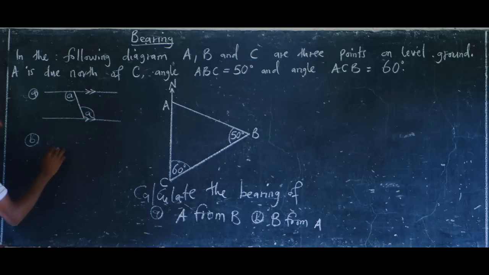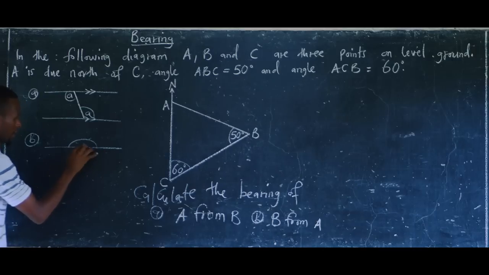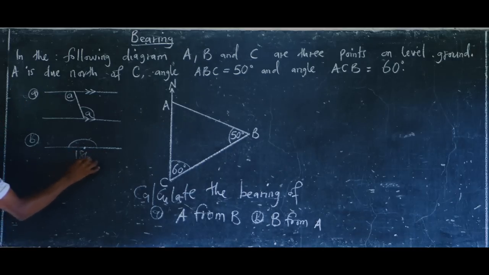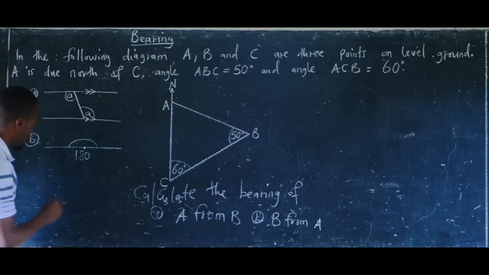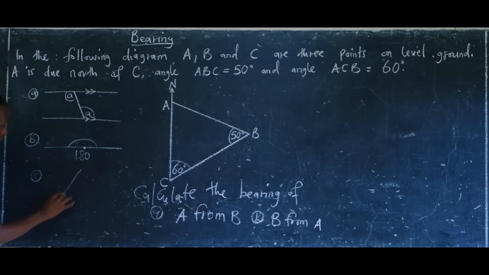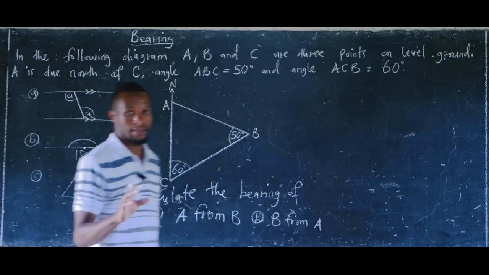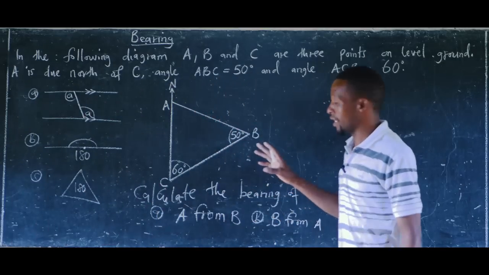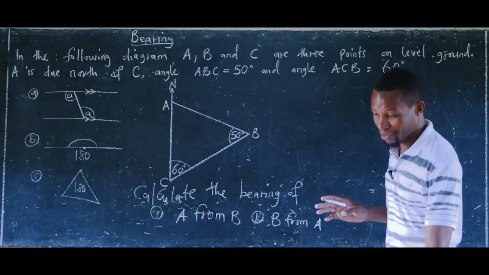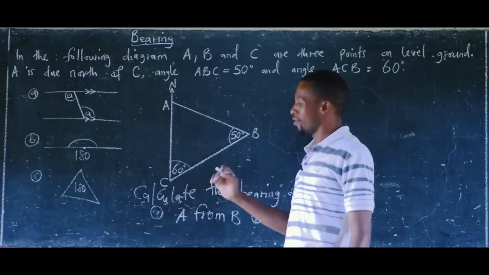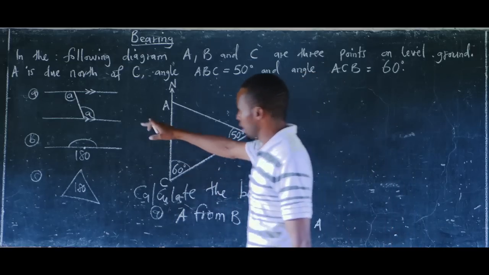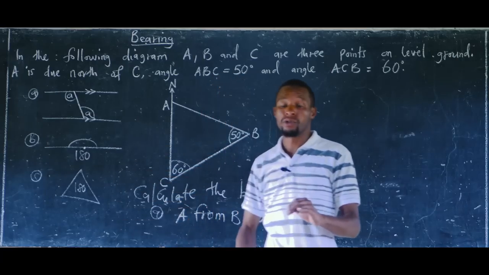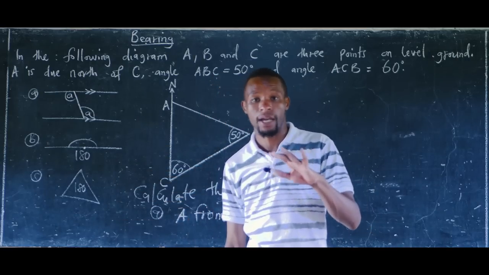The second concept is angles in a straight line, they add up to 180. The third concept is angles in a triangle, they add up to 180. Now, these three concepts look very simple. Others, I'm sure they're just laughing. Yes, just these three concepts can help you to handle any question under bearing.